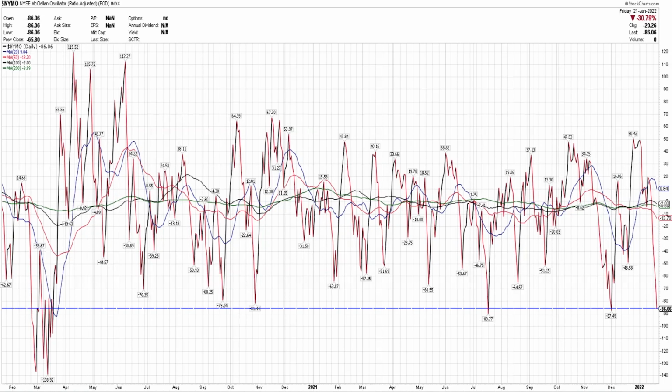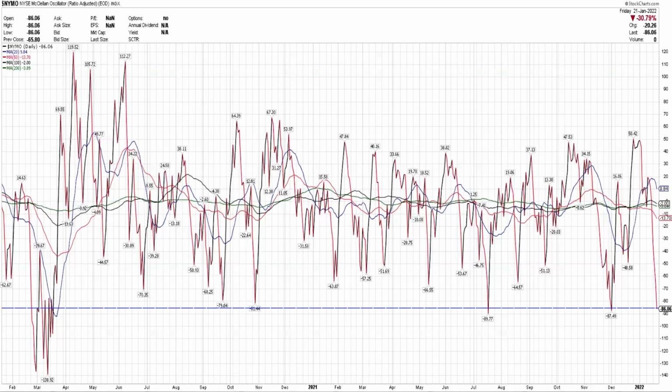So this is the 3rd lowest reading. In December, it was a little bit lower. In July, it was a little bit lower. But this is going to be the 3rd lowest reading, also going back to March 2020. So also what this tells us is the market is at oversold extremes as far as momentum goes.